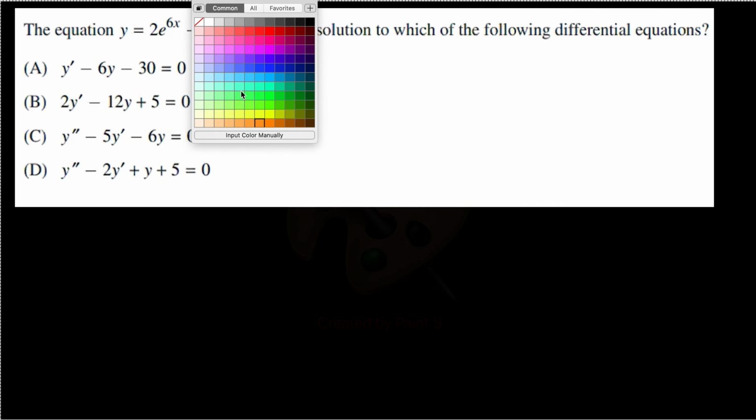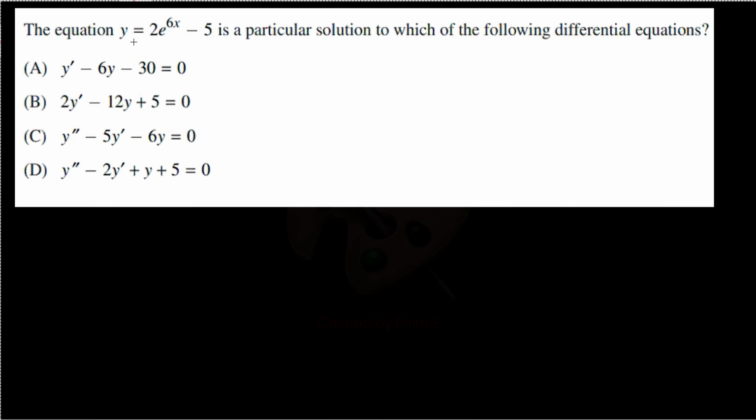Let's take a look at another example. Here we have this function here. Let's see what they're asking for. Let's pick a pretty color. Okay, now they have the equation y equals 2e to the 6x minus 5 is a particular solution of which of the following differential equations.